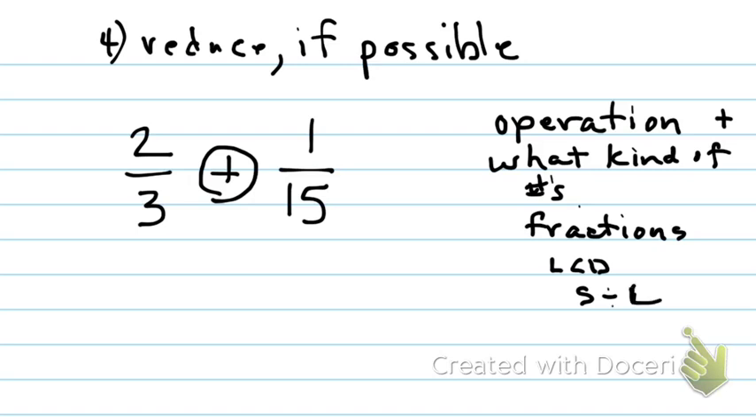3 divides into 15, right? So that means the LCD is the larger, the 15. So here's what this looks like, writing it as one big fraction. The LCD is 15. Just put one big fraction bar over there. And I usually write it right underneath, but I got a little off on this side, but that's okay.